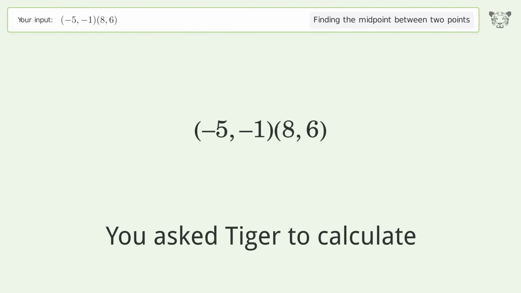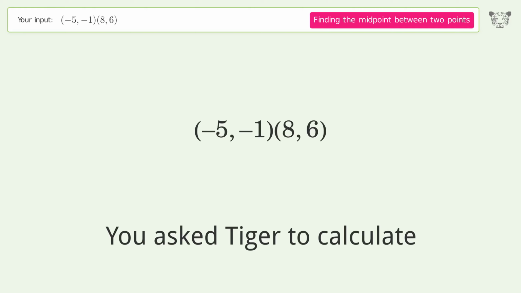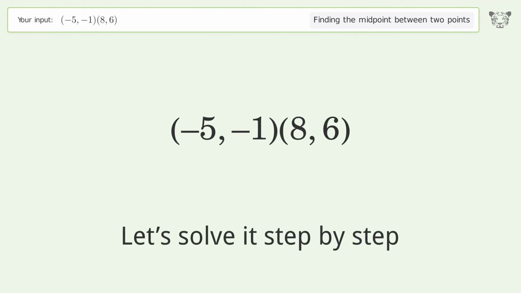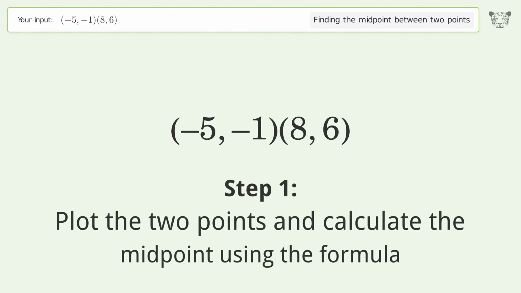You ask Tiger to calculate. This deals with finding the midpoint between 2 points. The midpoint between the 2 points is 1.5, 2.5. Let's solve it step by step. Plot the 2 points and calculate the midpoint using the formula.